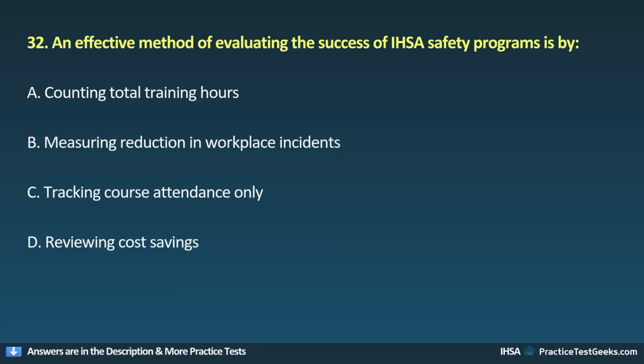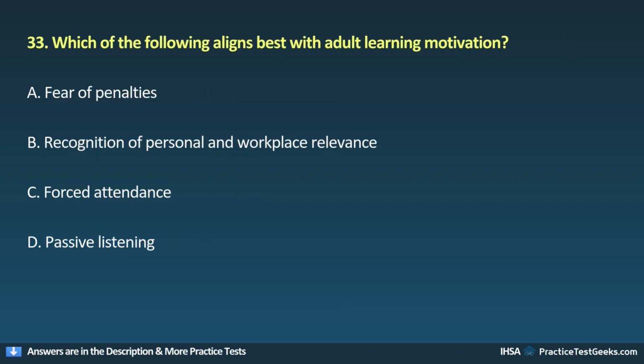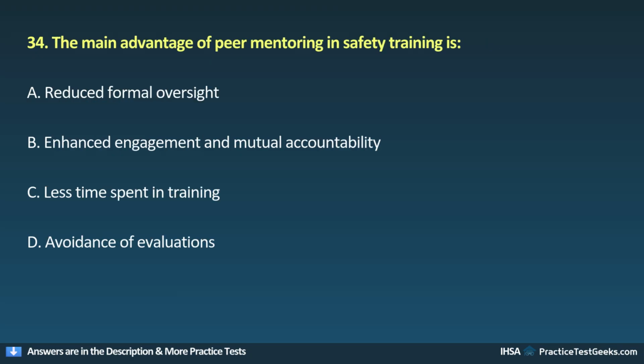32. An effective method of evaluating the success of IHSA safety programs is by A. Counting total training hours. B. Measuring reduction in workplace incidents. C. Tracking course attendance only. D. Reviewing cost savings. 33. Which of the following aligns best with adult learning motivation? A. Fear of penalties. B. Recognition of personal and workplace relevance. C. Forced attendance. D. Passive listening.